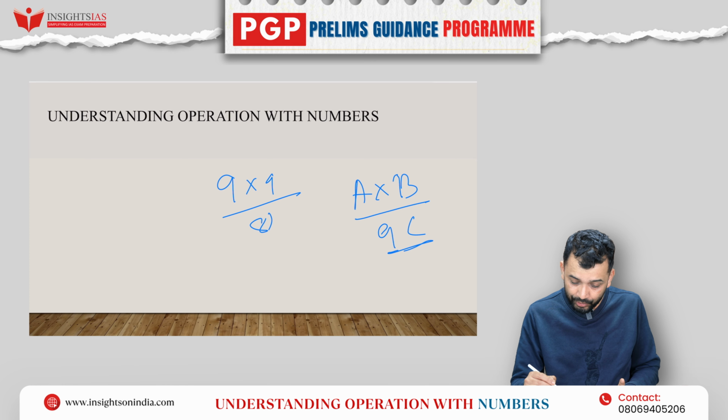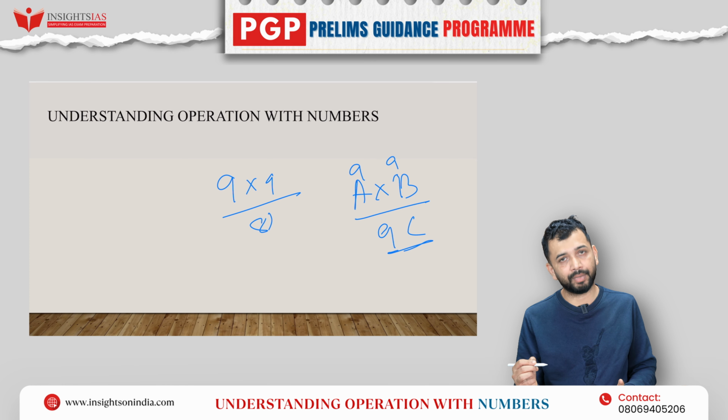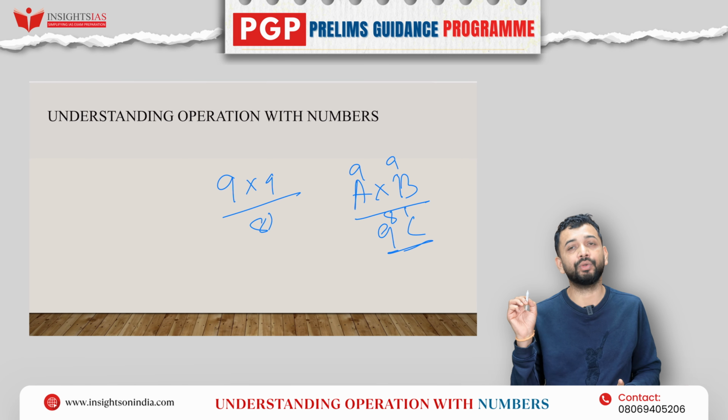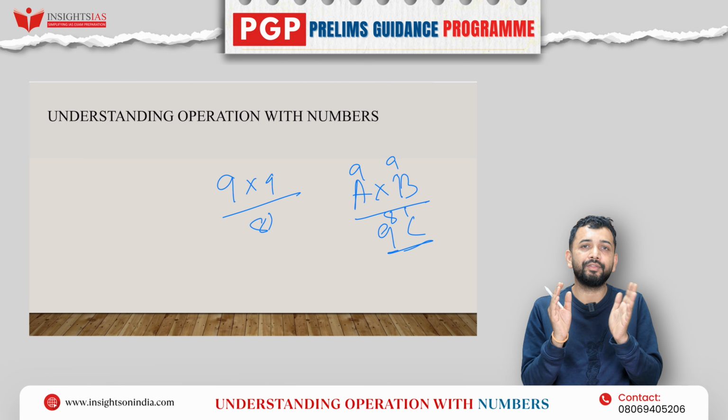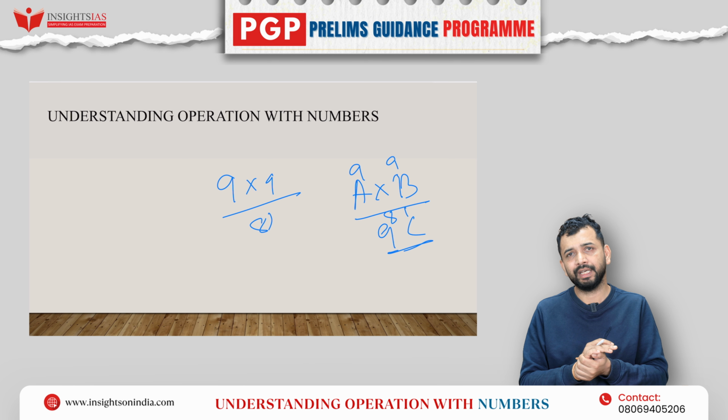No, because even if I have the two highest numbers, the answer would be 81 only. So that means anything greater than 81, when you multiply two digits, is not a possibility. This basic understanding you should be having.